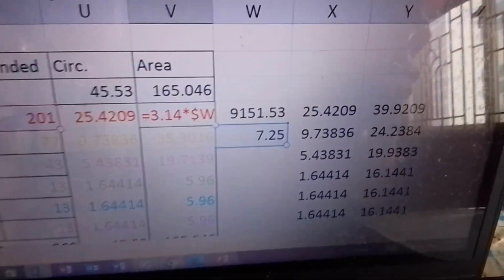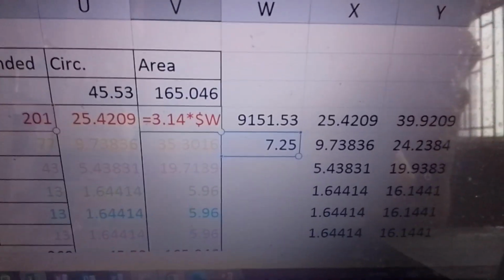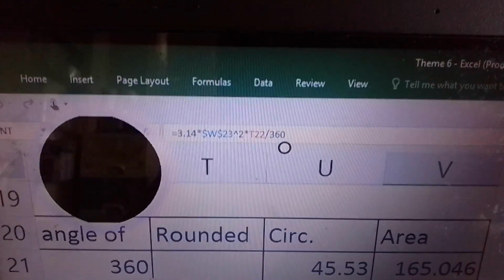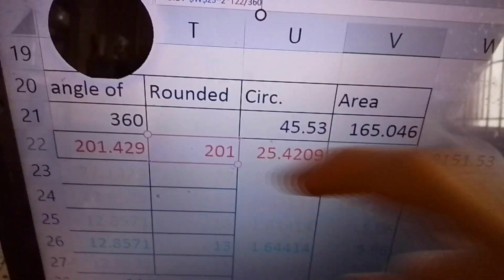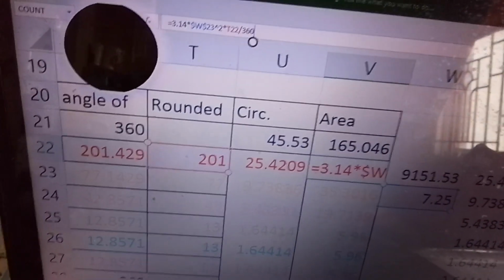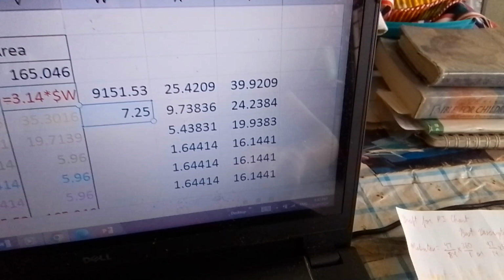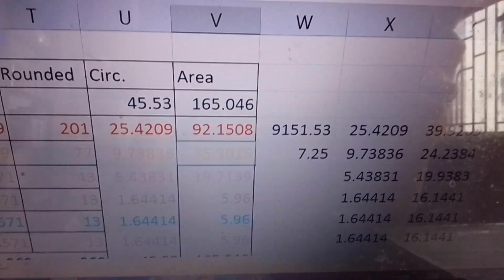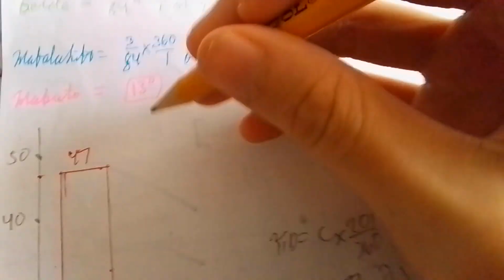So, ito yung ginawa ko dito. Ang ginawa ko dito ay 3.14 times this one. Squaring it. Nilock ko to, di ba? May $ sign to. I locked it. And then times T22, which is this guy. Yun naka-color code. Pero since I want it to go down, I should not leave that constant. And then divide by 360. So, with that, you should get this answer. 92.15 something.